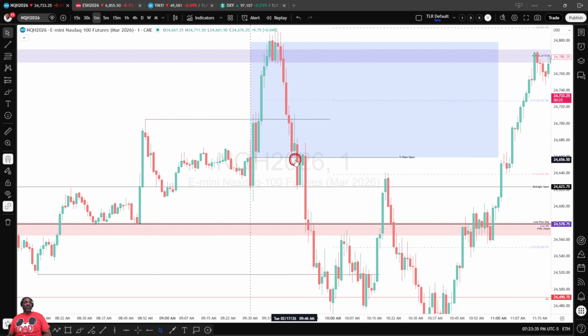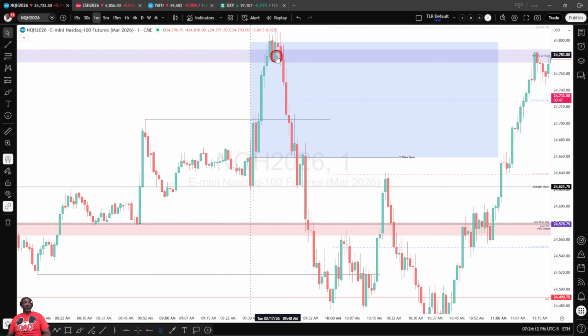The next opportunity you get right here is to short off of this SIBI right there at the high, inside this balanced price range. We got a balanced price range here. One move up, one move down, right? Drop here, retrace back up to the imbalance here, right? Retrace back up into the inversion fair value gap, the first BISI that was created when we took off here, went up here, handled business, came back down. So we trade back up into the SIBI, into the inversion fair value gap, and drop.